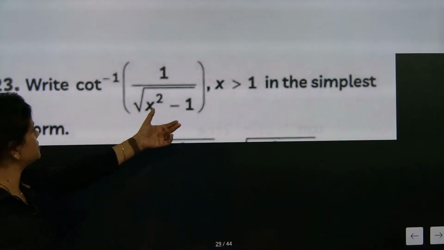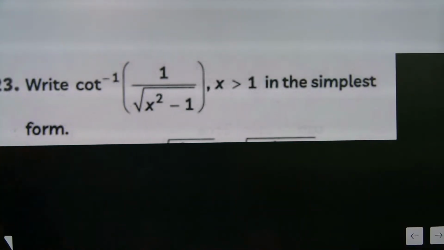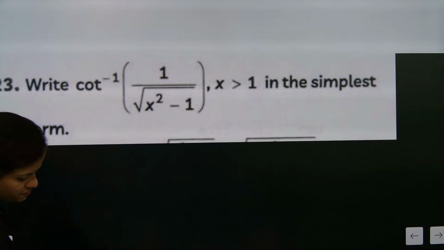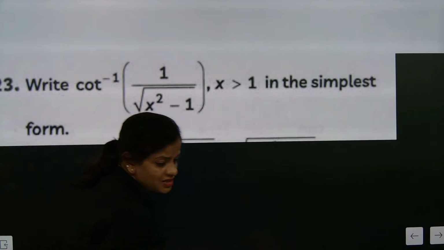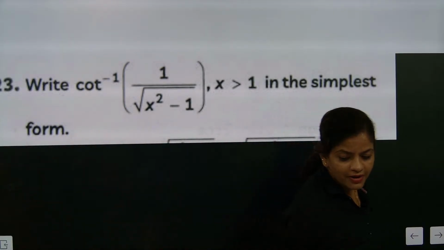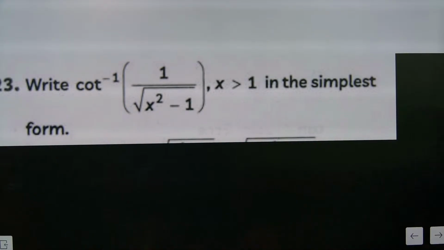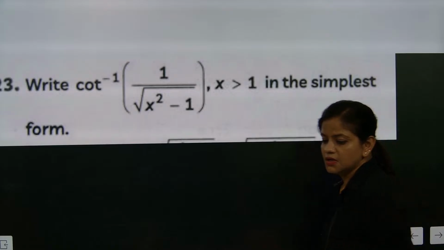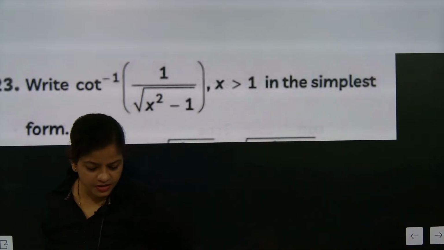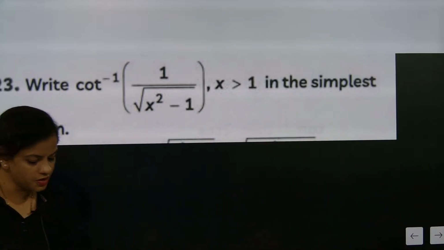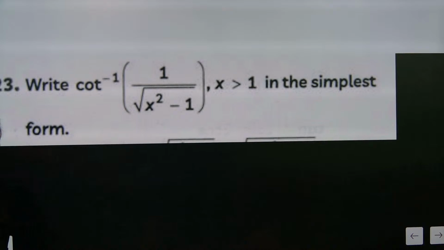Cot inverse, write this in the simplest form. Come on, go for it, please. Question number 23: what does simplest form mean? You have to write cot inverse x in the simplest form. This is a new pattern question. Please kindly do this. What are we supposed to do when writing cot inverse x in the simplest form?